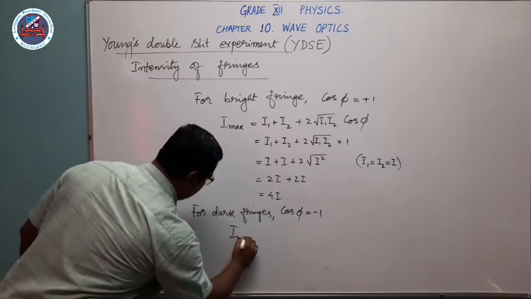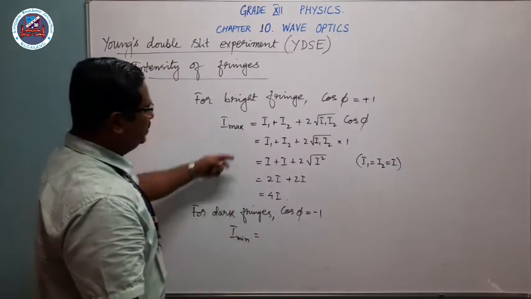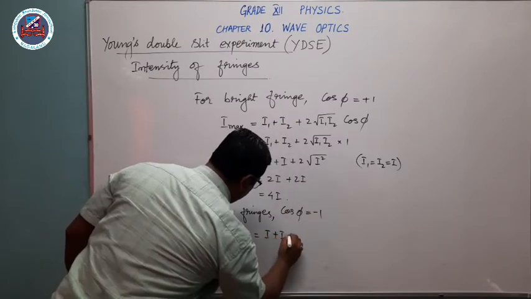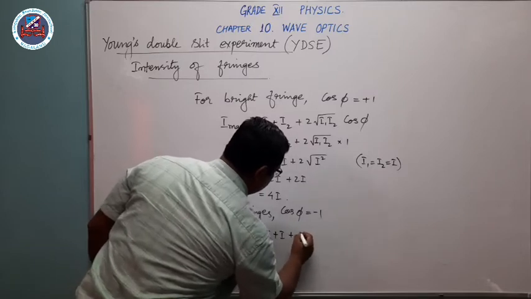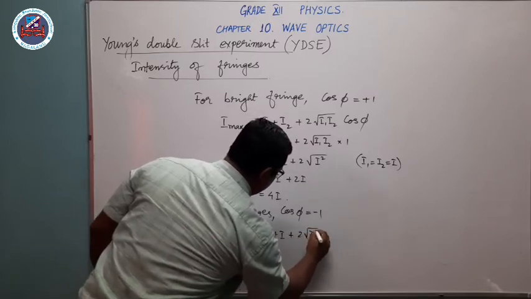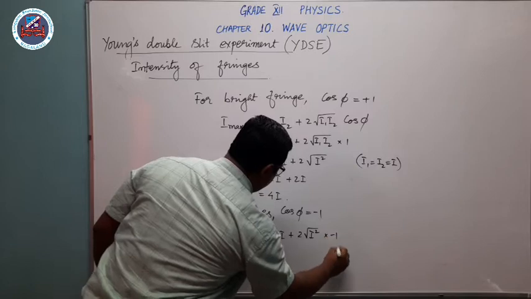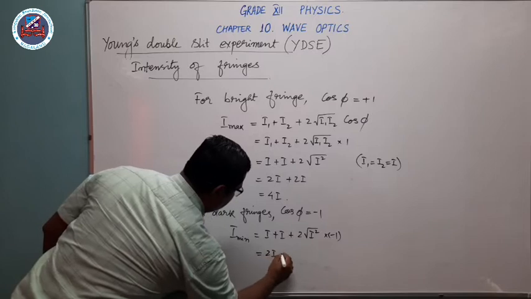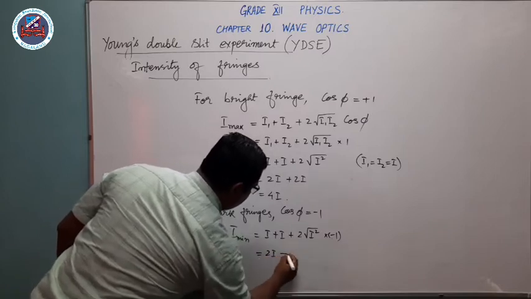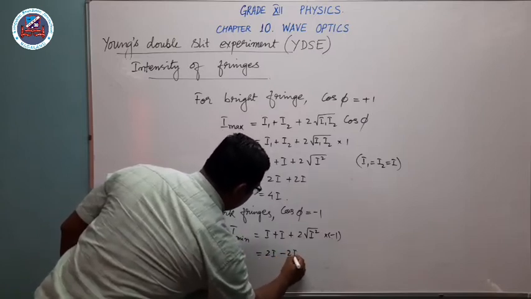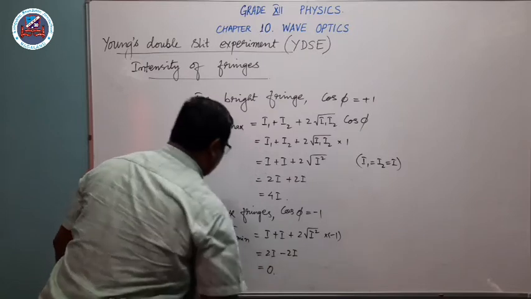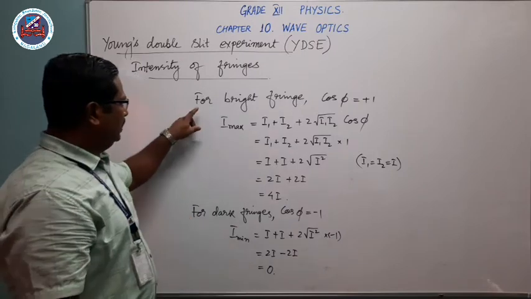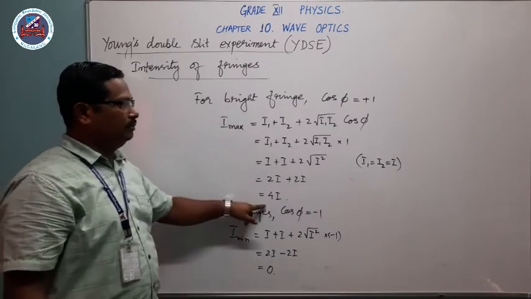If you put this in the formula, I plus I plus 2 root I squared, cos phi is equal to -1. So you will get 2I, and plus into minus will become minus, this also will be 2I, so it will become 0. This is how the minimum intensity you will get is 0, and the maximum intensity will be 4I.